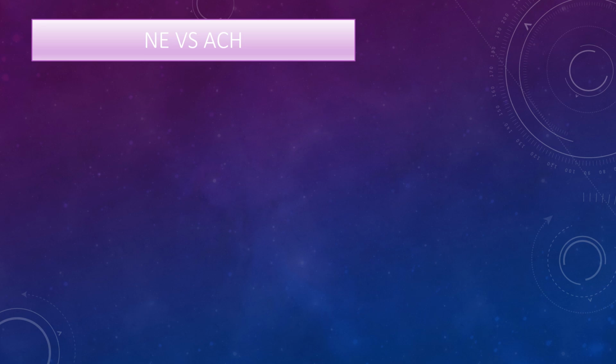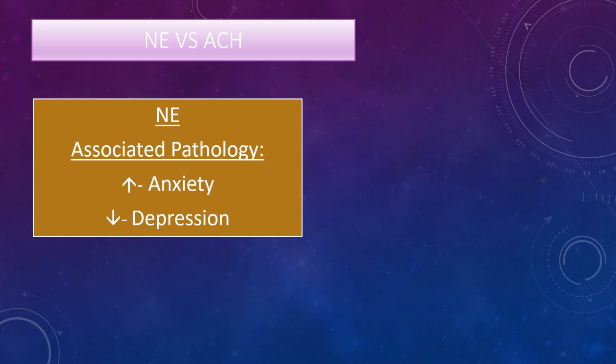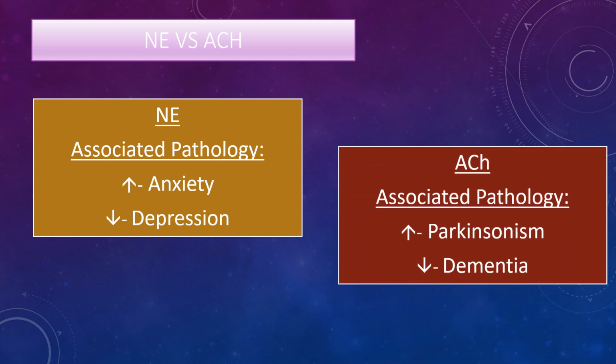Understand the differences between norepinephrine and acetylcholine. Norepinephrine associated pathology is increased anxiety, decreased depression. Acetylcholine associated pathology, increased Parkinsonism, decreased dementia.